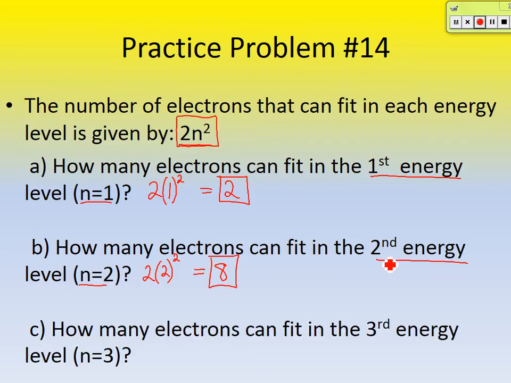Okay, part C. How many electrons can fit in the third energy level? So now we're in the third energy level. Let's again use this formula here. 2 times, now in this case the n is equal to 3, and we've got to square it. 3 times 3 is 9, times 2 is equal to 18. So there's 18 electrons that can fit in the third energy level.